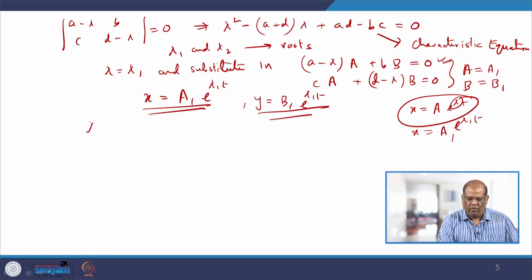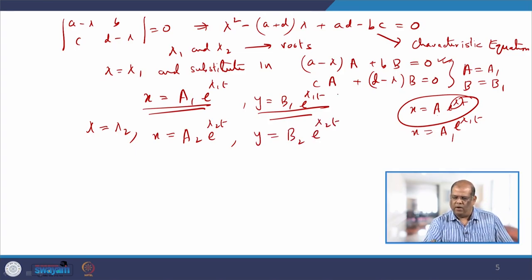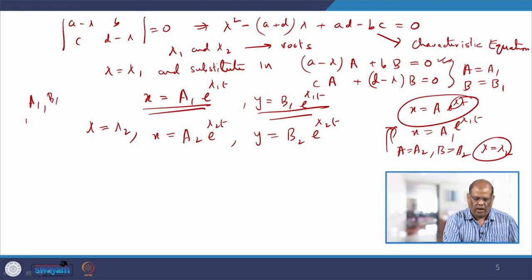In the similar manner, if you put lambda equal to lambda 2, you will get the solution to be x equal to a2 e to the power lambda 2 t, y equal to b2 e to the power lambda 2 t. So again, in the similar way, you substitute it here and get another solution, which you name as a2 and b2 for lambda equal to lambda 2. And you substitute back here and you get again this solution. So here your a1, b1, a2, b2 are called definite constants.